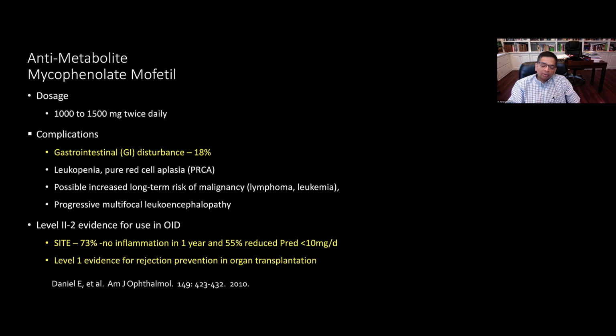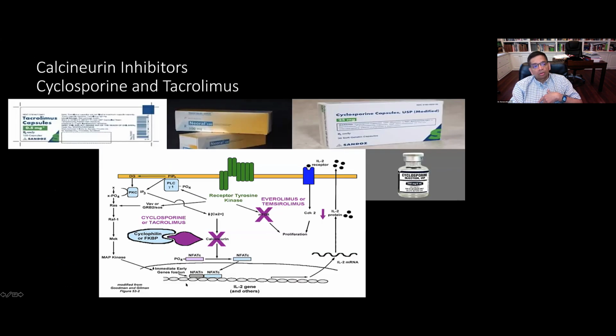As I mentioned earlier, the most recent study looking at methotrexate versus mycophenolate shows that methotrexate may be slightly more effective in the treatment of non-infectious uveitis, allowing a great ability to reduce prednisone dosage and have better long-term control. And so there's good data to suggest that. However, mycophenolate is still effective and still a good choice of an anti-metabolite. Calcineurin inhibitors work differently.